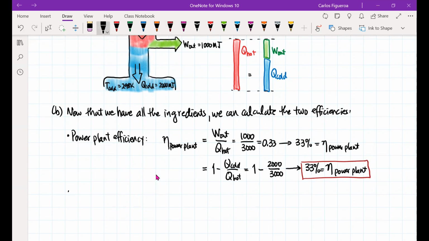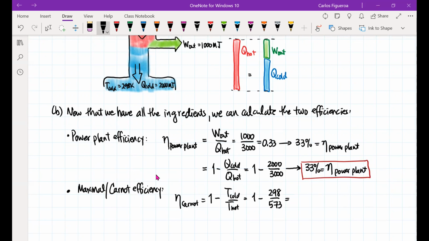The other efficiency here, which is the maximal slash Carnot efficiency, only depends on the temperatures of the reservoirs, and that's 1 minus T cold over T hot, and in this case, this is 1 minus 298 divided by 573, and we get a number that's 0.48 or 48%, which is the Carnot efficiency.